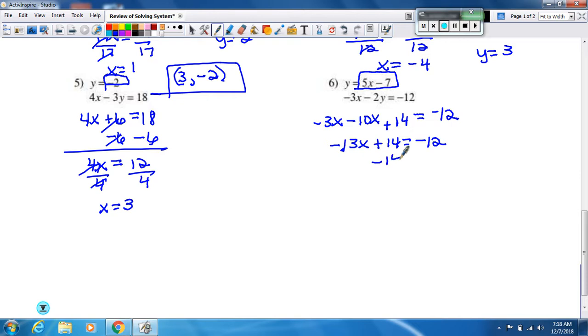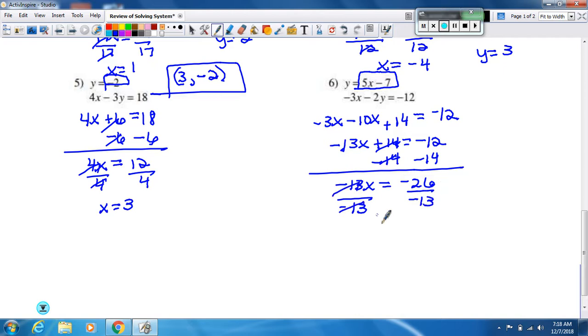I subtract 14 from both sides. Negative 13x, opposites cancel, equals negative 26. Divide both sides by negative 13. Top cancels with bottom. X equals negative 26 divided by negative 13 is a positive 2. So our answer for x is a positive 2.